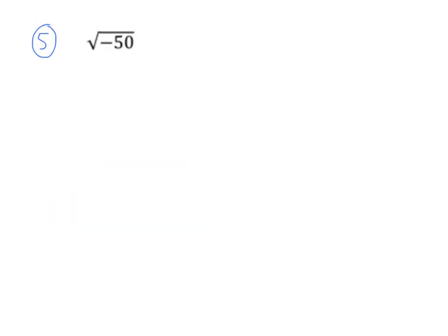All right, you go ahead and try this one. The square root of negative 50. Pause it and do it yourself, please.